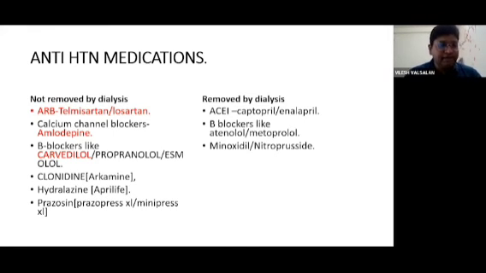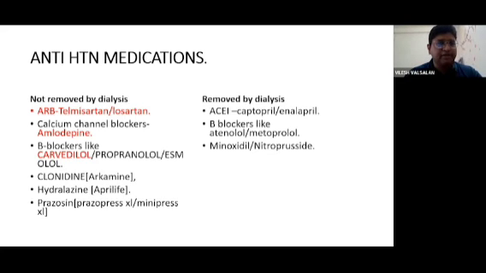The other drug you are commonly familiar with is Arkamine, the content of which is clonidine, hydralazine, and prazosin. These are the drugs which are not removed by dialysis. I'll again put it to you. It is telmisartan, amlodipine, carvedilol, clonidine, hydralazine, and prazosin. I always remember this for short.